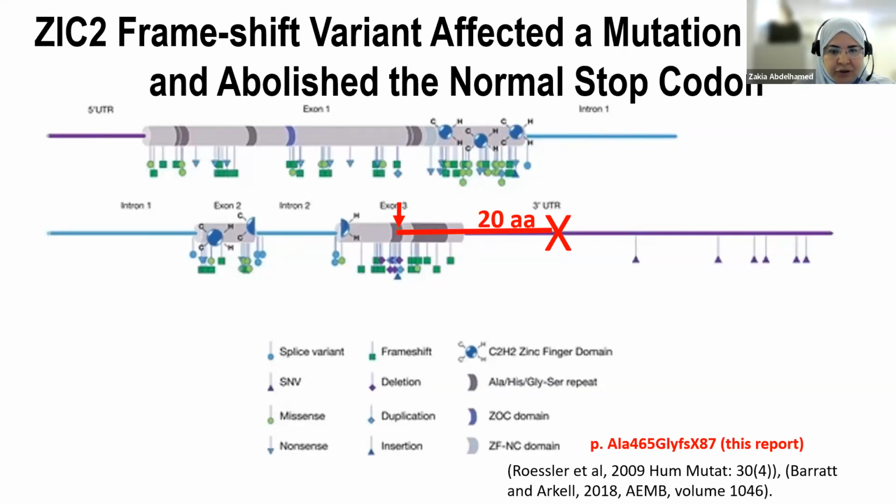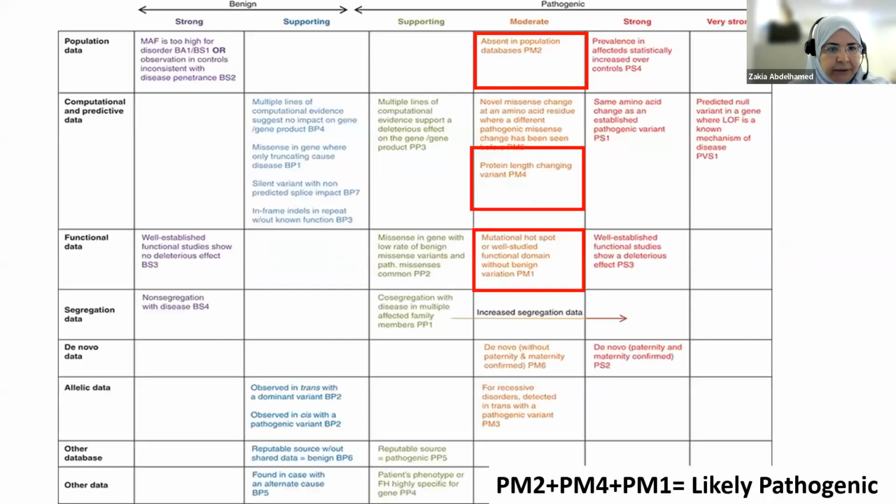So the variant causes a change in protein length, abolished the normal stop codon, and affected the highly conserved alanine repeat. They are 15, they need to be 15, not more, not less. So this variant deleted 5 of them. And before, there have been multiple reports that any change in the alanine repeats is pathogenic.